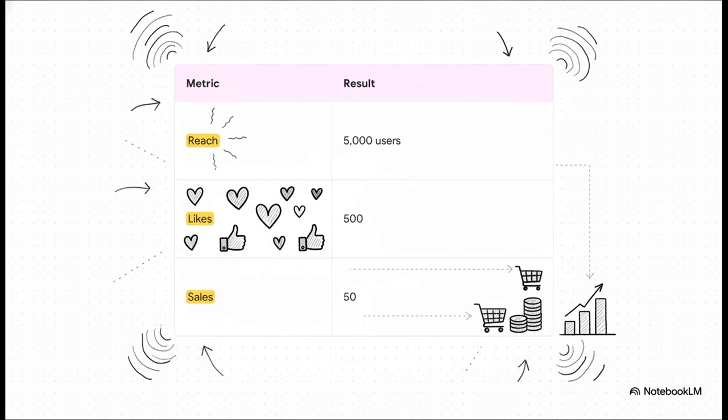Okay, so imagine a company runs a campaign. The post reached 5,000 unique users. That's fantastic awareness. It got 500 likes, which shows pretty solid engagement. But here's the kicker. It resulted in 50 sales. That's the conversion. That's the proof that the campaign didn't just get a bunch of attention, it actually drove business. See how each KPI tells a piece of the story?